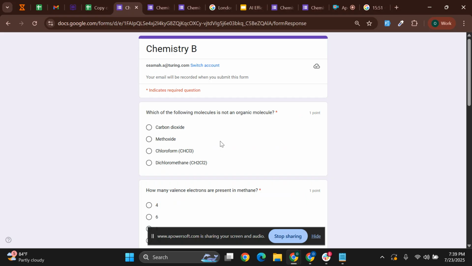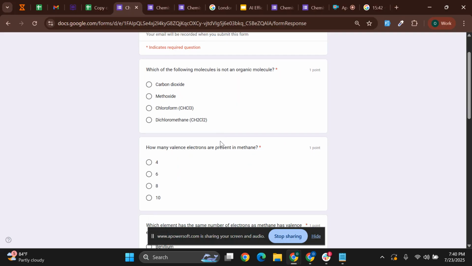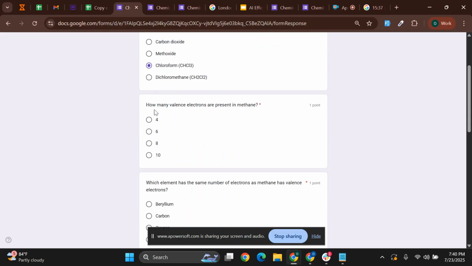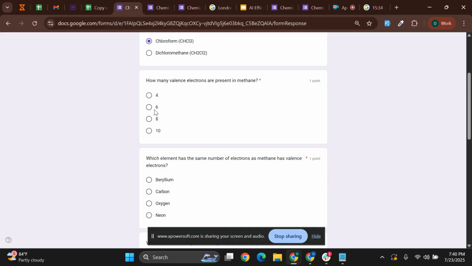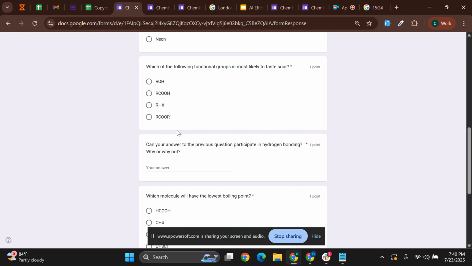Which of the following molecules is not an organic molecule? Chloroform. I think chloroform. How many valence electrons are present in methane? Methane, I think, has four valence electrons. Which functional group is most likely to taste sour? This is sweet. I think this is sour.